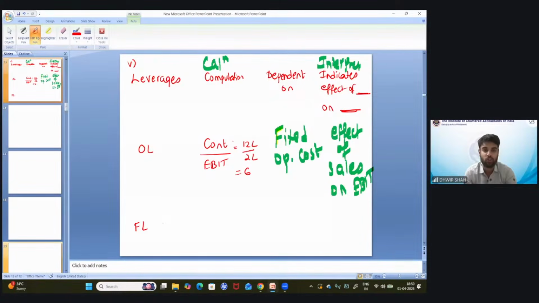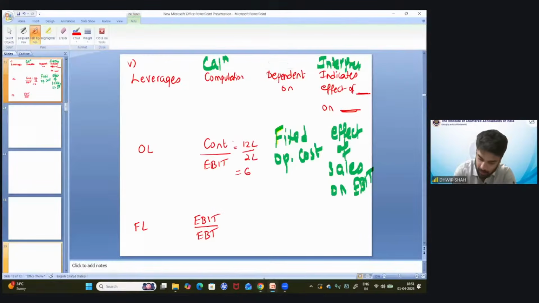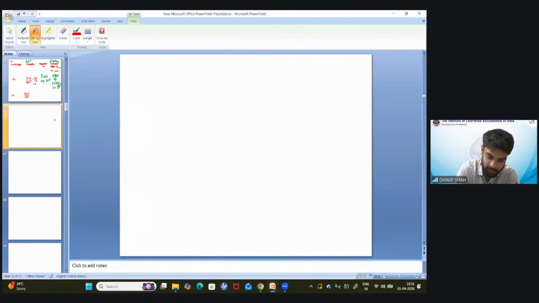And in this question there is no preference share capital. तो हमारी फॉर्मूला क्या बन जाएगी? EBIT upon EBT. Understood everyone? Clear? So can you see EBIT upon EBT? So they have done calculation for 6%. 2 lakh divided by 140. हम 10% का भी कर सकते हैं, हम 12% का भी कर सकते हैं. ठीक है? Okay, so let's calculate financial leverage when KD is 6%, when KD is 10%, when KD is 12%.